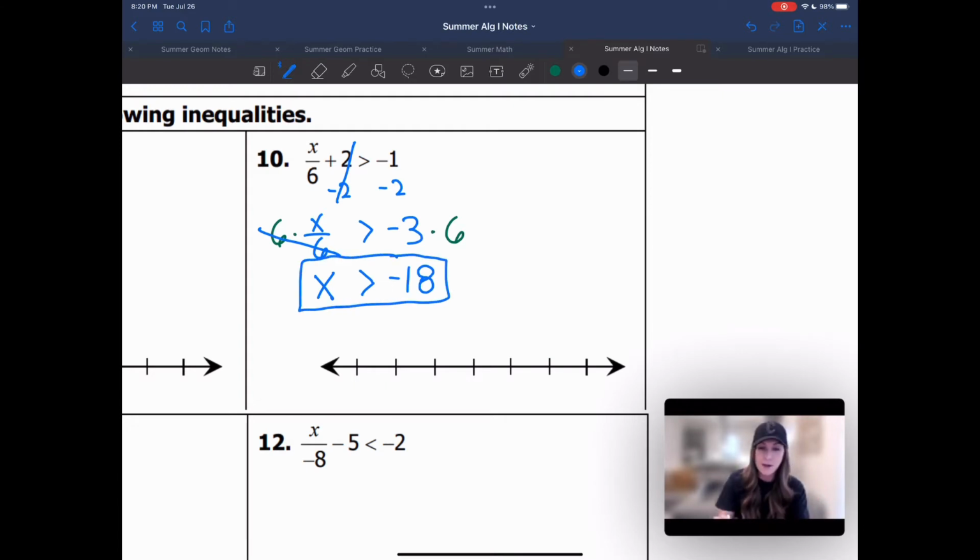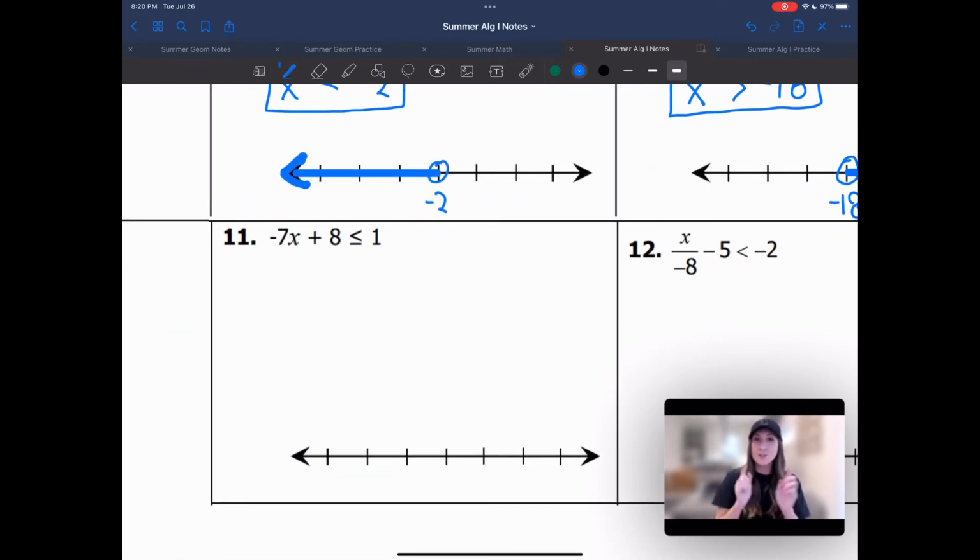And then to graph it, let's throw -18 on the graph. It's x is greater than that number, so I'm going to do an open circle. And then greater than would be shading to the right always. And that's it.